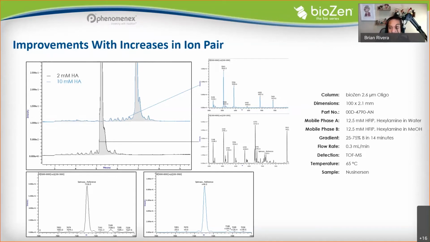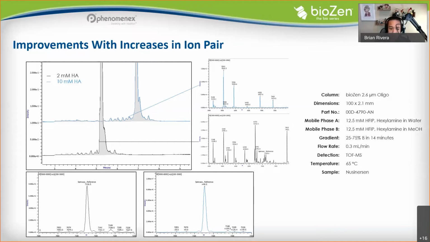Either way, overall, for the recommendation for mobile phases, keep your HFIP relatively low, so 12.5 to 25 millimolar HFIP. Higher concentrations tend to do better for both ESI sensitivity as well as separation. And gravitate more towards the hydrophobic ones, at least for the single-stranded modalities, things like hexylamine, DMCHA, DIEA, et cetera.